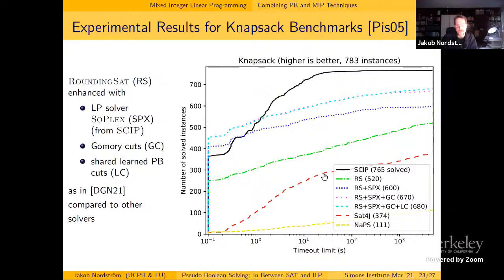And when we run this on knapsack problems, we see that all of these techniques, so here is the base RoundingSAT, really make the solver significantly better. Although we're still not beating SCIP, in fairness, it should be said that MIP solvers have a lot of special purpose methods to detect and solve knapsack constraints with, for instance, dynamic programming. And we don't do that. We're just running our standard conflict-driven search here.